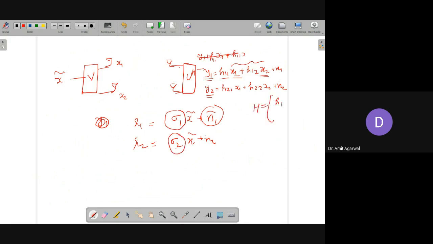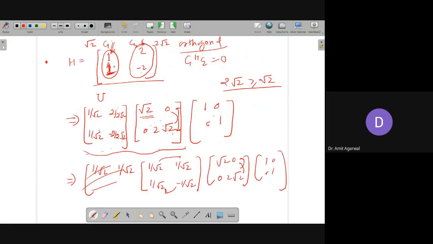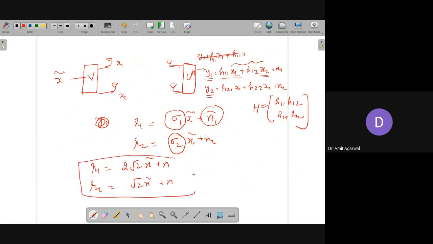In this example, where we took this channel matrix, what would your r1 and r2 be? Your r1 will be 2 root 2 x1 tilde plus n, and your r2 will be root 2 x2 tilde plus n. Correct? Since these n's all have the same normal distribution, with zero mean and variance sigma square in both in-phase and quadrature, we just write it like this. Either you write n tilde or n, it doesn't make any difference.